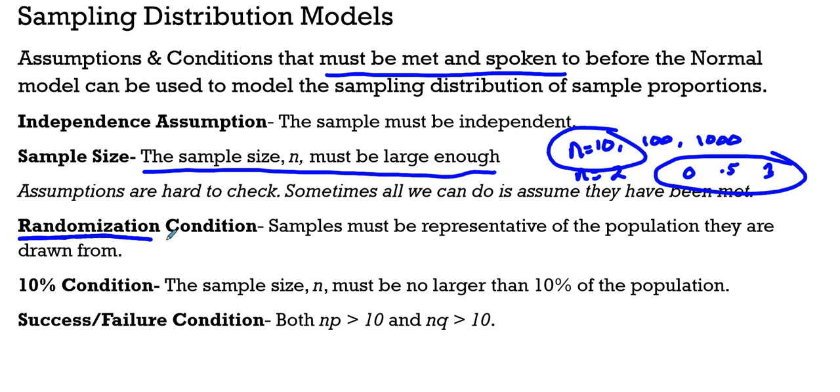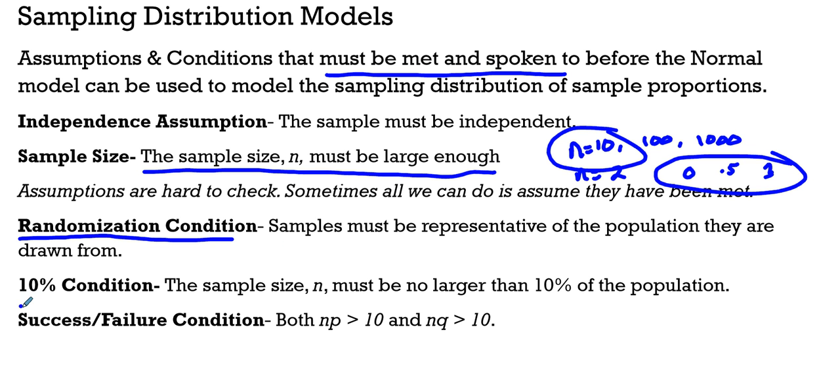The conditions we can check. Random: the samples have to be representative of the population they're drawn from. If you're told it's randomly selected, that's great because that's all you need. You can say, we're told the sample was random, we have no reason to believe it's not. If that phrasing isn't included, but based on the context of the problem the sample described would reasonably be expected to be representative, that's fine too. But you've got to speak to it.